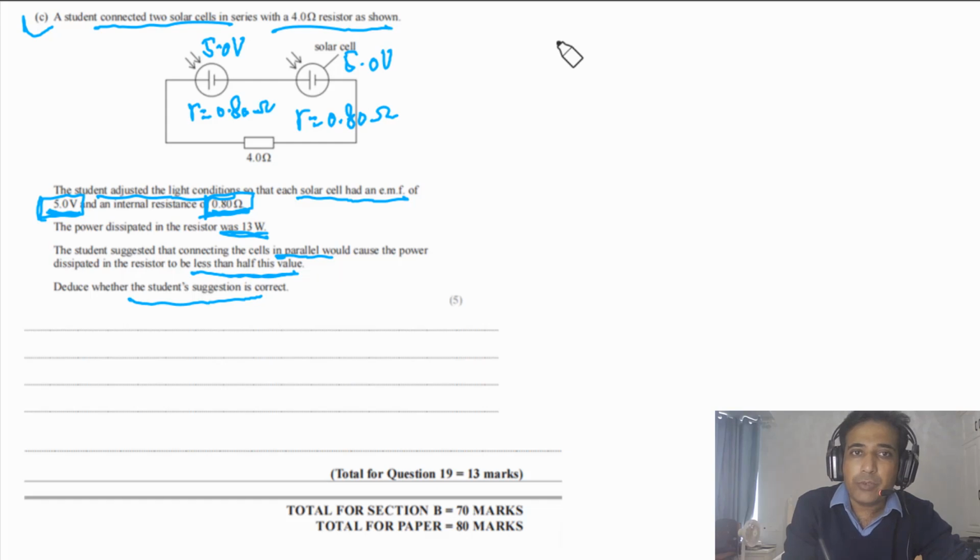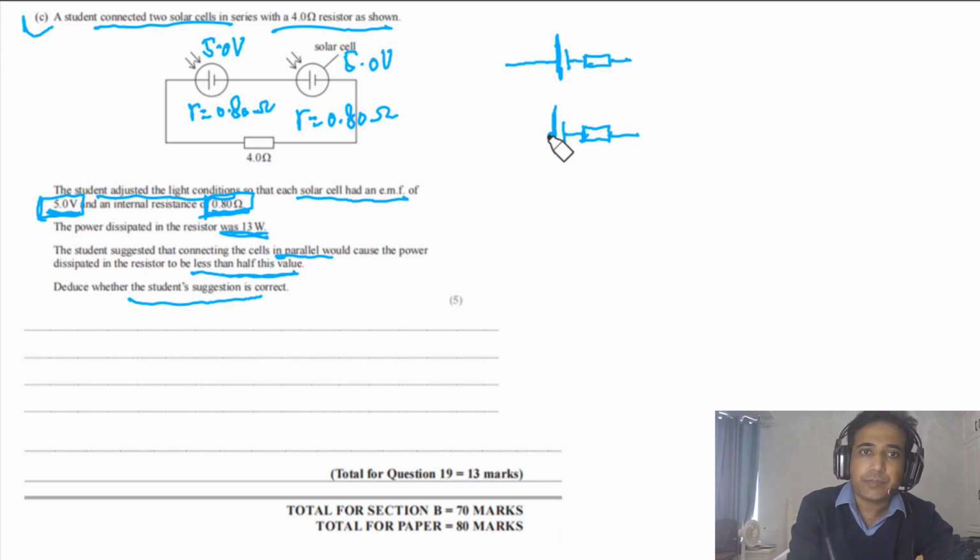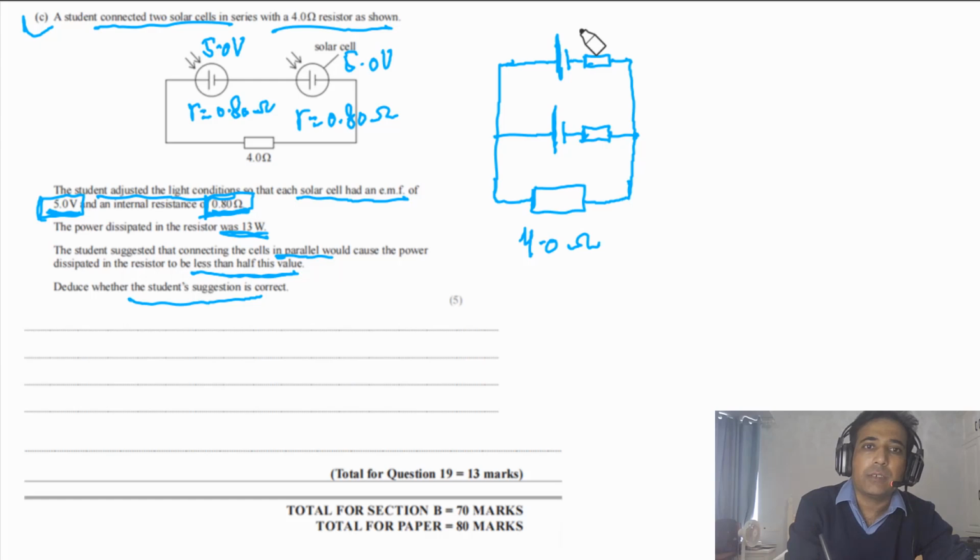Now we connect these cells in parallel. So simply you can imagine this is one cell, it has internal resistance, and the other cell is connected here, it also has internal resistance. These two cells are connected in parallel, and we have a 4 ohm resistor that is connected here. We can also draw the circle around this one because this is a solar cell.